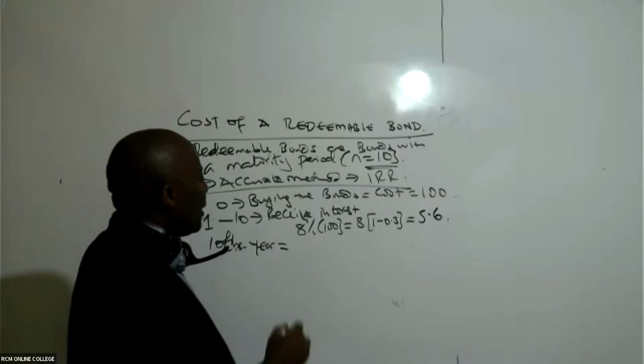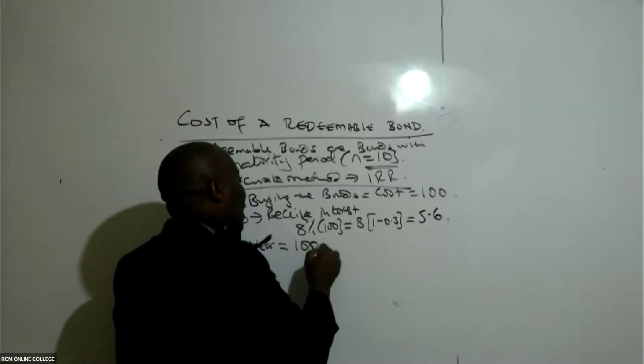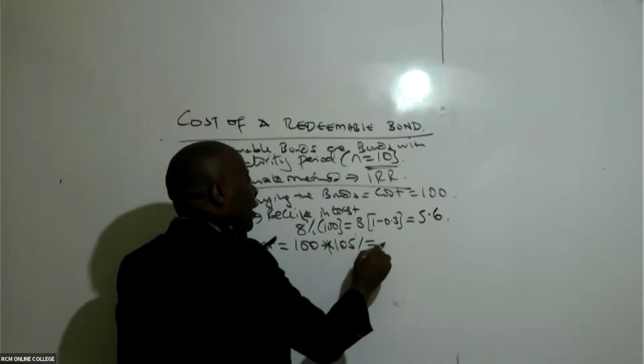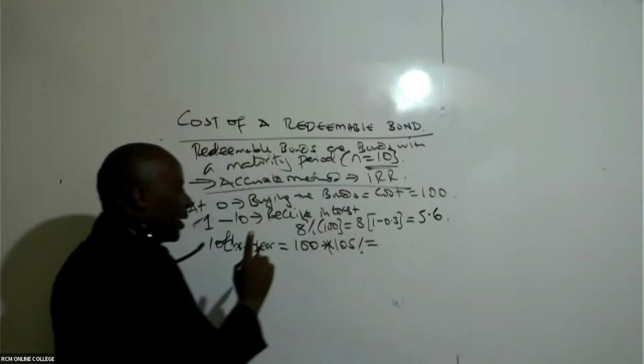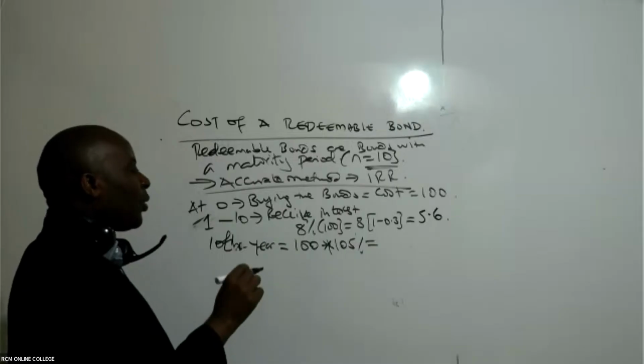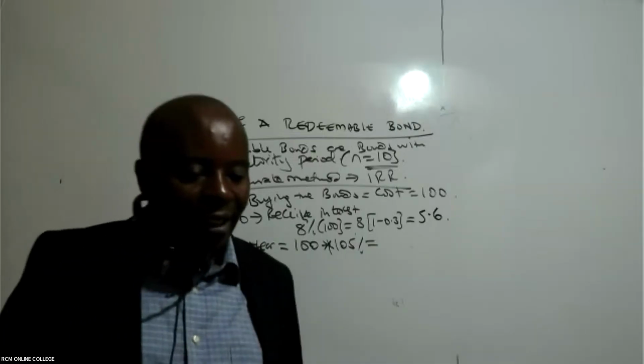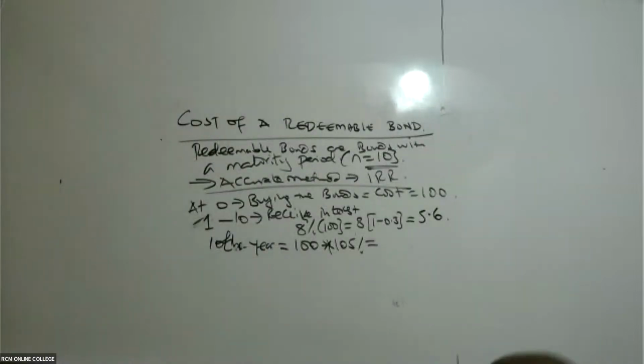So remember, on redemption, I'm going to get back my PER, but at a premium. I'm going to get back my bond amount, but it's not returned at exactly 100. There is a premium of 5%.